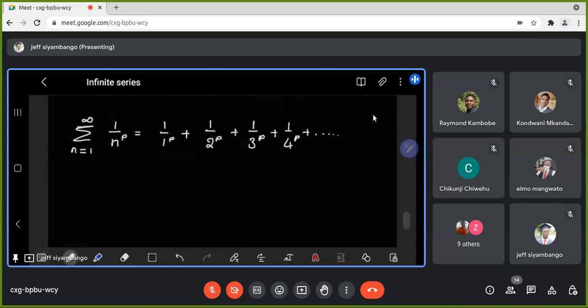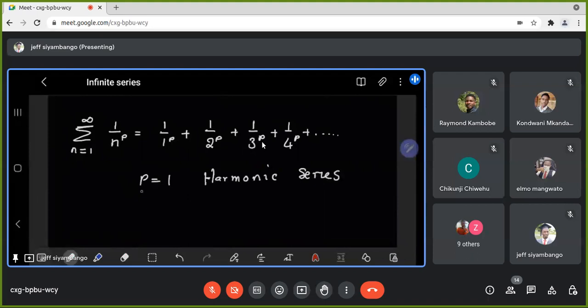Now, if p was equal to 1 here, then this sequence would get a special name. So if p was equal to 1, then the P series is now called the harmonic series. So this is a special form of the P series where p is equal to 1.